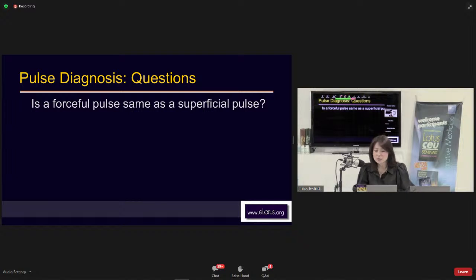Okay, next, is a forceful pulse the same as a superficial pulse? Yes or no? No. Very good. Excellent. Good job. You guys are going to get this really fast. All right. So forceful is a jump and superficial is a level. Now, let me ask you a secondary question to this. Are forceful jumps or forceful pulses usually superficial or not? What do you think?